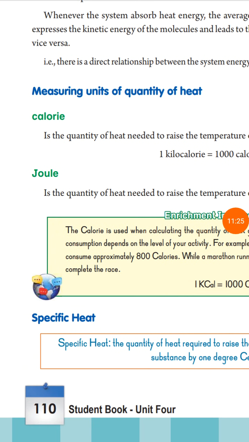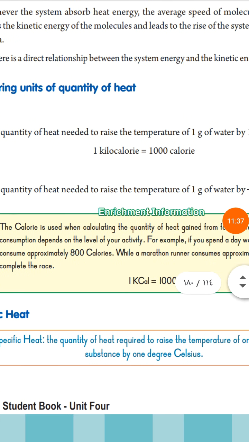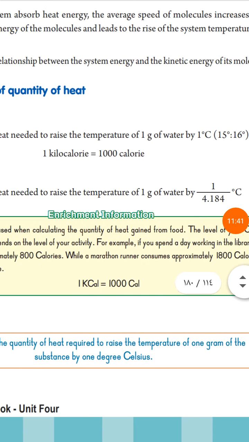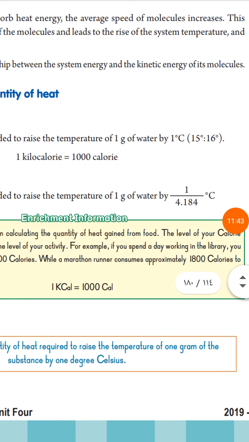So there is a direct relation between the system energy and the kinetic energy of its molecules. Measuring units of the quantity of heat: the quantity of heat is measured in calorie and joule. Calorie: the quantity of heat required to raise the temperature of 1 gram of water by only 1 degree Celsius, for example from 15 to 16. Don't forget, 1 kilogram equals 1000 gram.